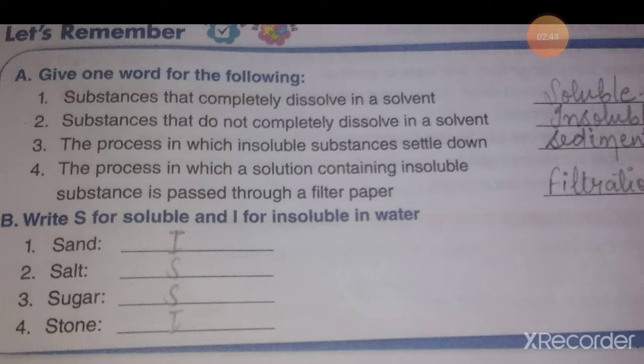Next is salt. Salt is soluble in water, so write S in front of it. Sugar, it is also soluble in water, write S in front of it. And last one is a stone. Stone doesn't get dissolved in water, so write I in front of it, that is insoluble.